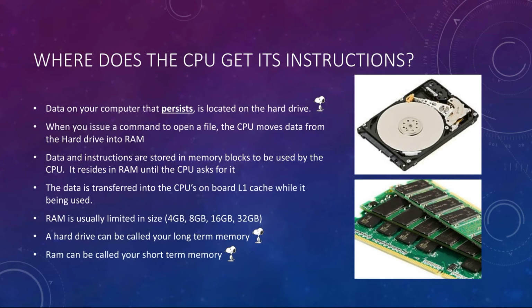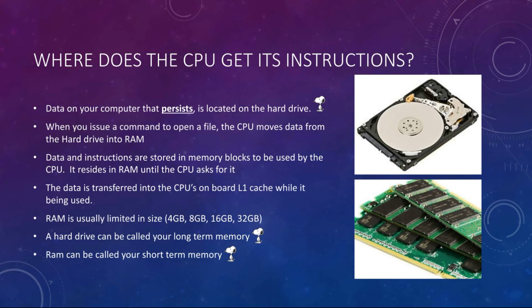So the CPU has to get its instructions from somewhere. A lot of the data, a lot of the files, as you know, live on our hard drives. Well, when you open a command or you tell the computer to open something, the CPU tells the hard drive, I want this data. The computer transfers that data to the RAM. The data and instructions are then stored in memory blocks in the RAM until it is no longer needed.